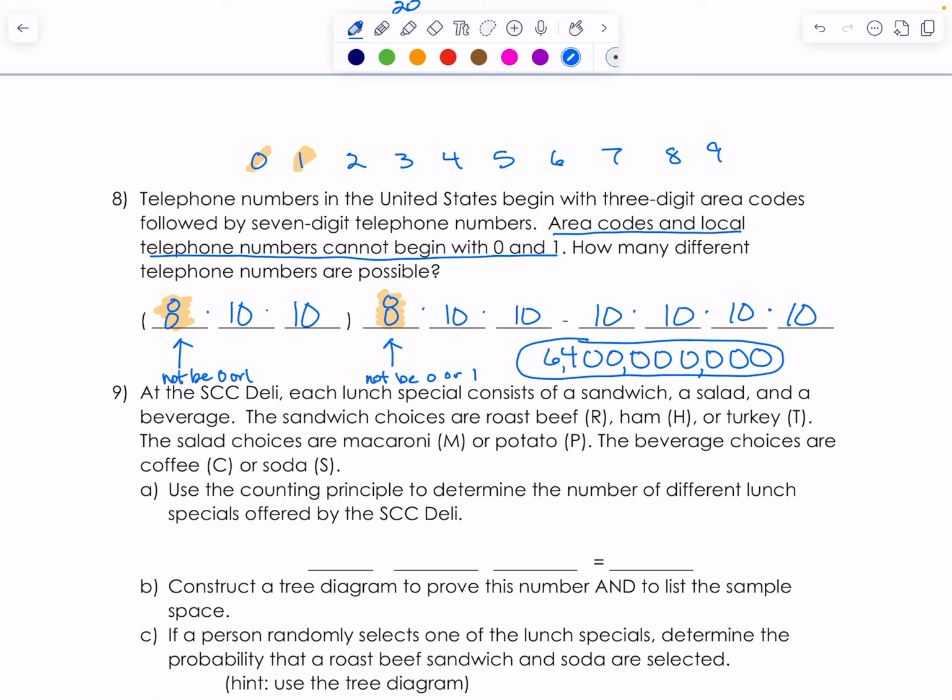Y'all, that is 6 billion? And we ran out? Anyway, we got a lot of people coming.